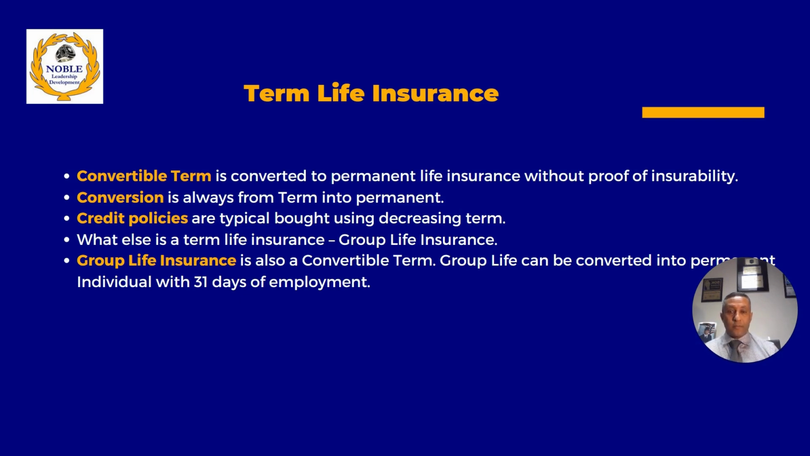So which of the following is a term life insurance, right? And then you can choose group as well. Group life insurance is also a convertible term, so you can convert it into a permanent life insurance upon termination of employment, and people have 31 days to do that. It is convertible and renewable, and no proof of insurability is needed, but it can be converted into a permanent life insurance. The other thing is that a term life insurance has zero cash value.